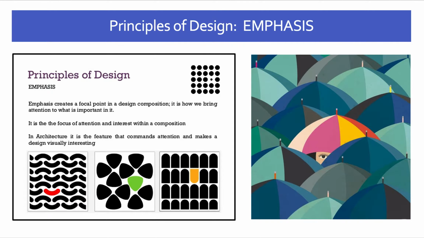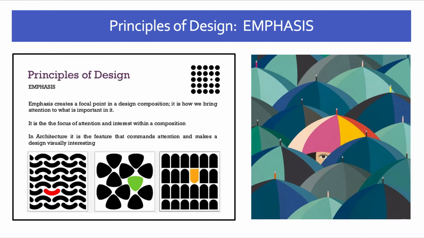Here is an example on the right of what I'm talking about. Everything is a sea of umbrellas. They're all cool colors. They're blues and greens and grays. Which one stands out? The umbrella made out of warm colors. Now, if I go through there and I start making more of them warm colors, it loses its emphasis. And you can also see that here on the bottom. So emphasis creates a focal point in your composition. It's how we bring attention to what is important.